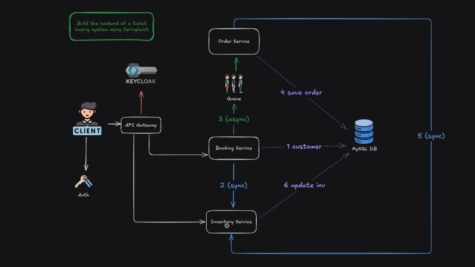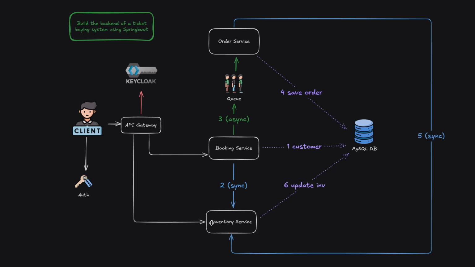Same thing goes for inventory service. Or something similar could even happen in this request here, the request number 5. Order service could be calling inventory service to update the inventory. But for some reason, inventory service could be down and it will simply be overloaded with requests.